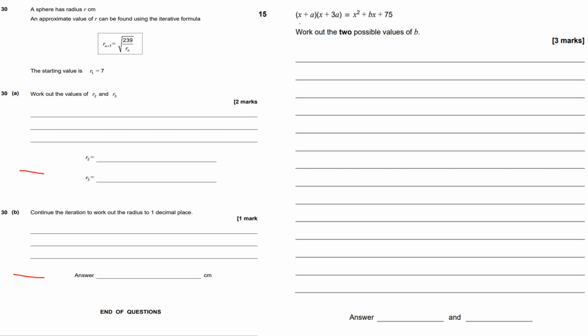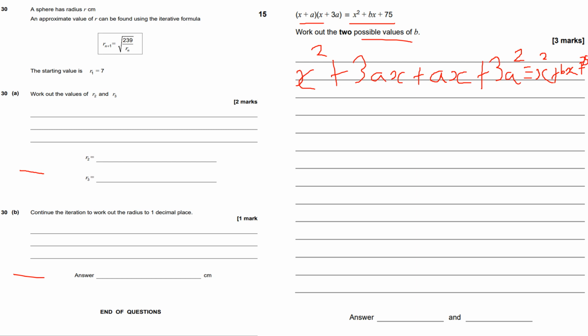So here I'm going to be expanding and collecting like terms. So I'm going to have x squared plus 3ax plus ax plus 3a squared. That's going to be equivalent, i.e. the same as the right hand side. The 3 lines mean that the left hand side is the same as the right hand side: x squared plus bx plus 75, sorry, not plus c.